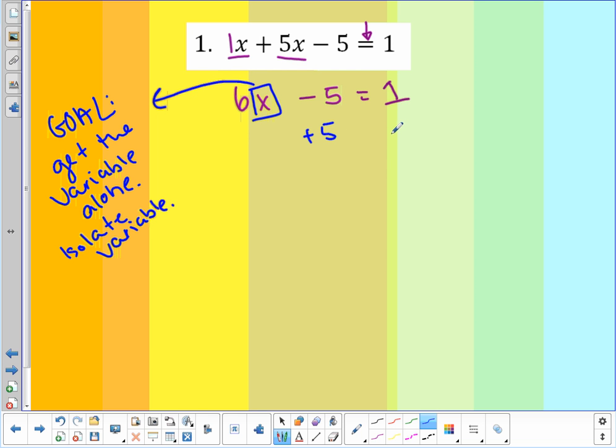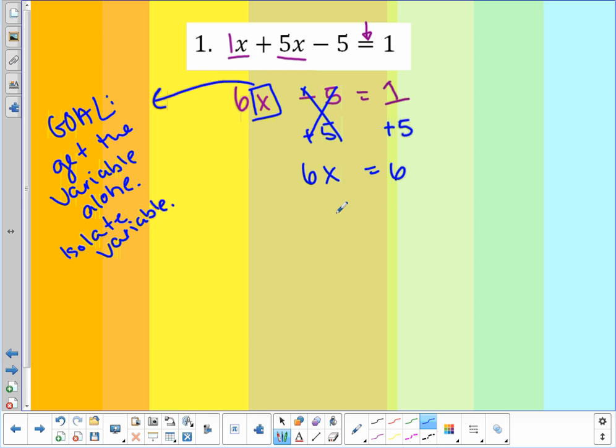And we all know that we have to keep equations balanced. So whatever I do on the left-hand side, I'm going to also do on the right-hand side. So then that cancels that because -5 plus 5 is 0. And we all know when we add 0, nothing changes. So then I have 6x is equal to 1 plus 5, which is 6.